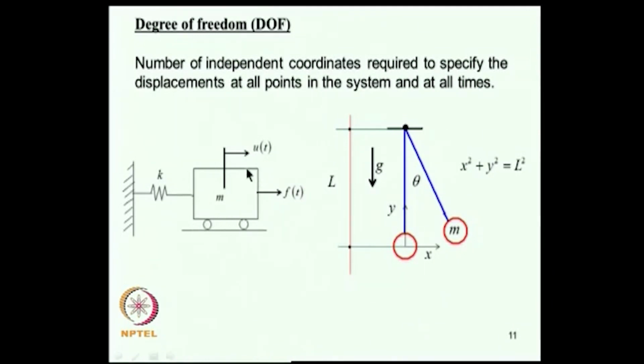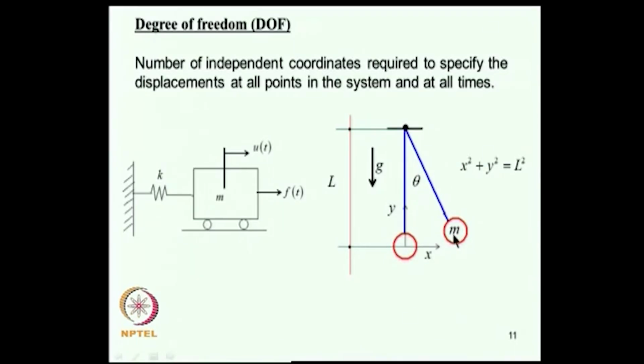Although I show a rectangle here, this mass is a point mass, it has no dimension. Similarly, this spring has no length, it is a point spring. So, this is an idealization. Similarly, if a pendulum swings at any time t, I would like to know where this mass is.